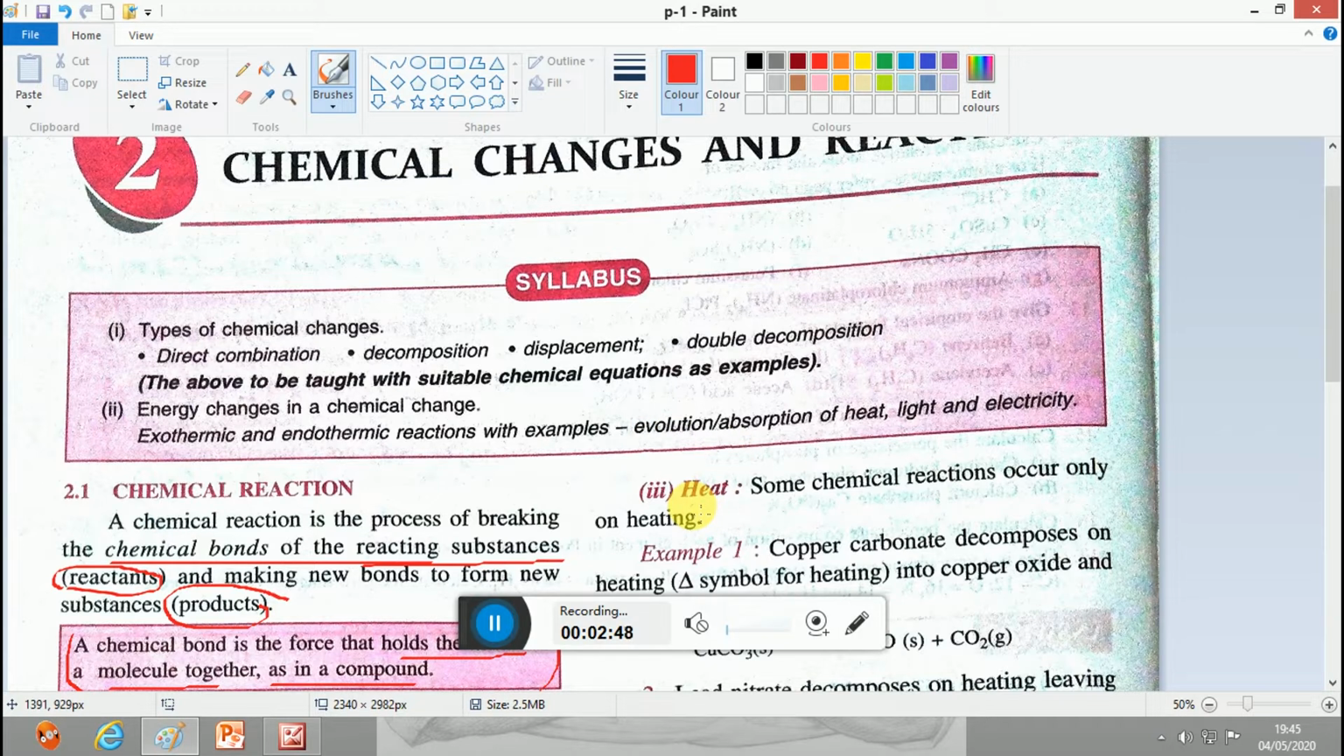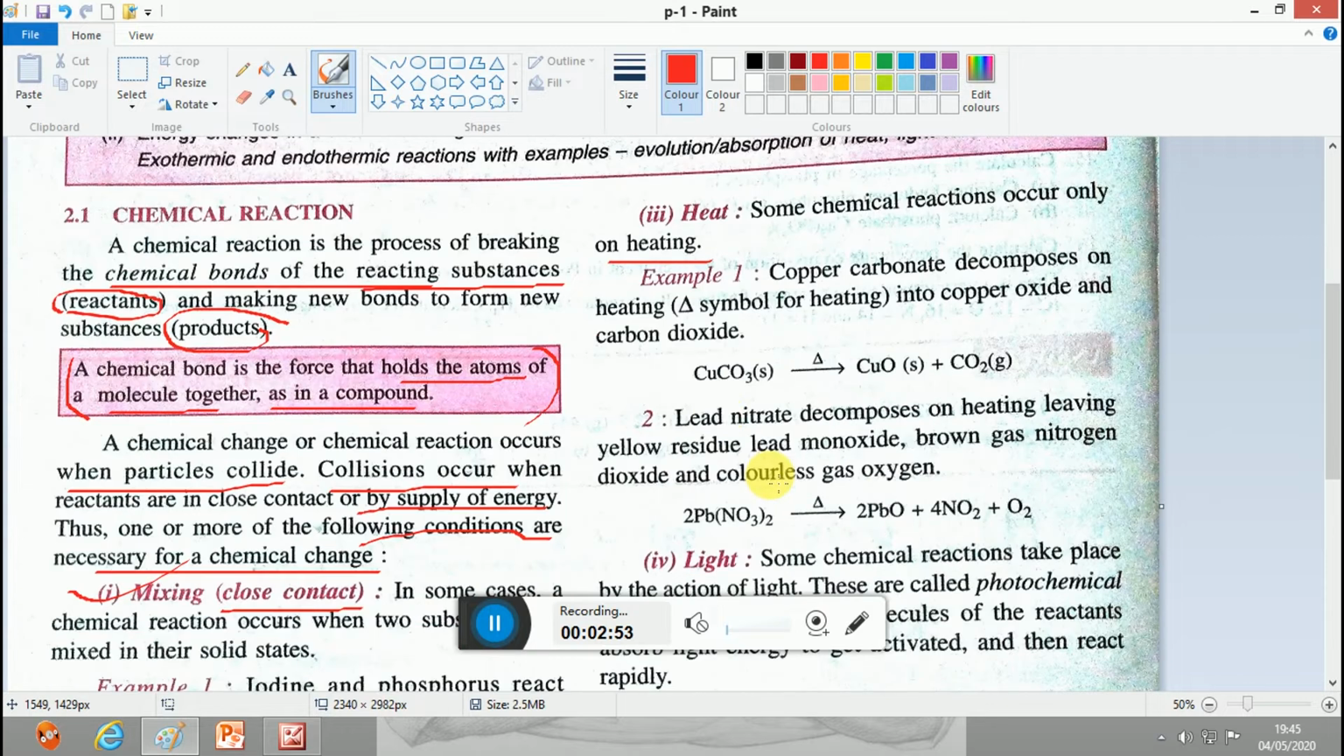The next is heat. Some chemical reactions occur on heating. For example, decomposition of copper carbonate. Copper carbonate decomposes on heating. On heating, copper carbonate decomposes to produce copper oxide, and carbon dioxide is formed. Lead nitrate decomposes on heating. In this case, this symbol represents heat. Heating is required.